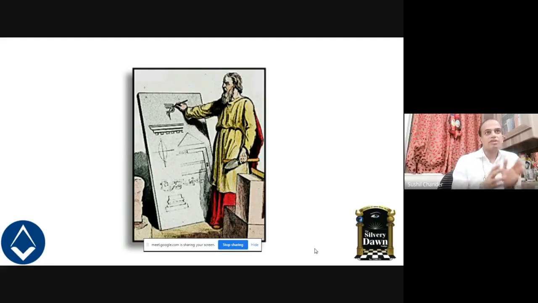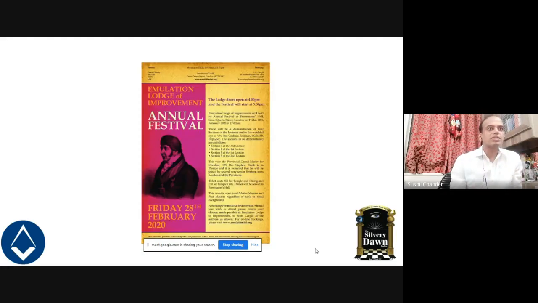The Emulation Lodge first met on 2nd October 1823. And they are still around, and they have this annual festival, as you can see on your screen. It has been the policy of the Committee of the Emulation Lodge of Improvement to preserve the ritual, like I said, as nearly as possible in the form in which it was approved by the Grand Lodge, allowing only those changes as the Grand Lodge would approve. But the name given to this entire ritual book is the Emulation Lodge of Improvement, and it does not say the other way around, the Grand Lodge ritual or something.